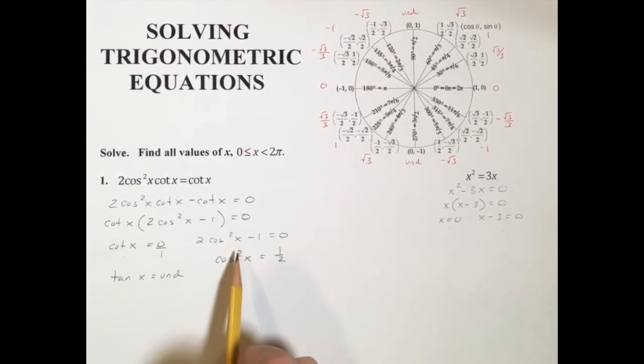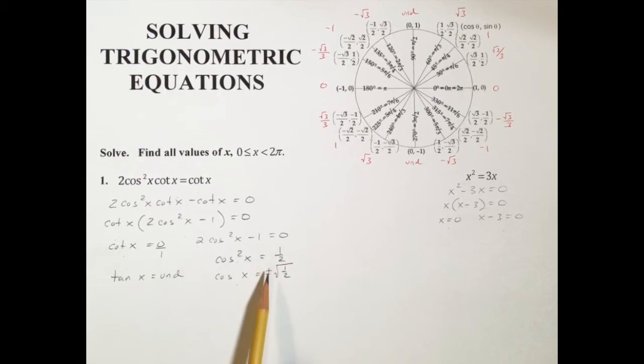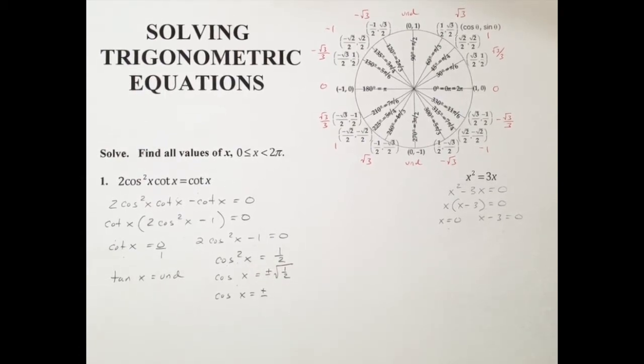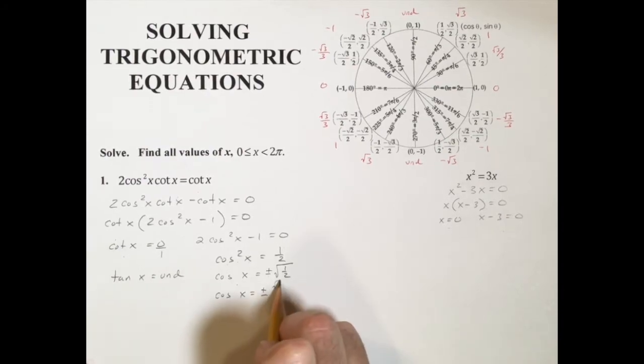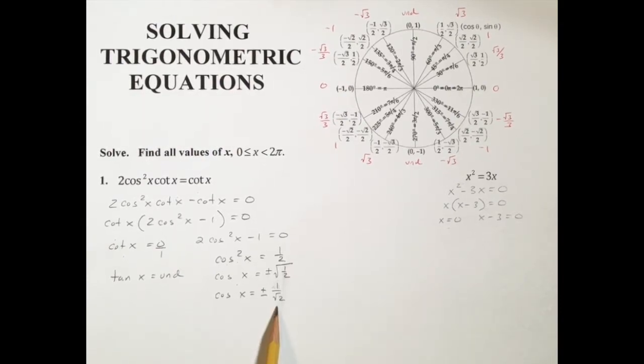Since this is cosine squared of x, I'll need to square root each side as well. The square root of cosine squared is of course cosine, and the square root of 1/2 is positive and negative square root of 1/2. I can rewrite the square root of 1/2 as the square root of 1 over the square root of 2, but of course, the square root of 1 is 1. I need to do one more thing before I go spinning around the unit circle. I need to rationalize the denominator of this fraction.